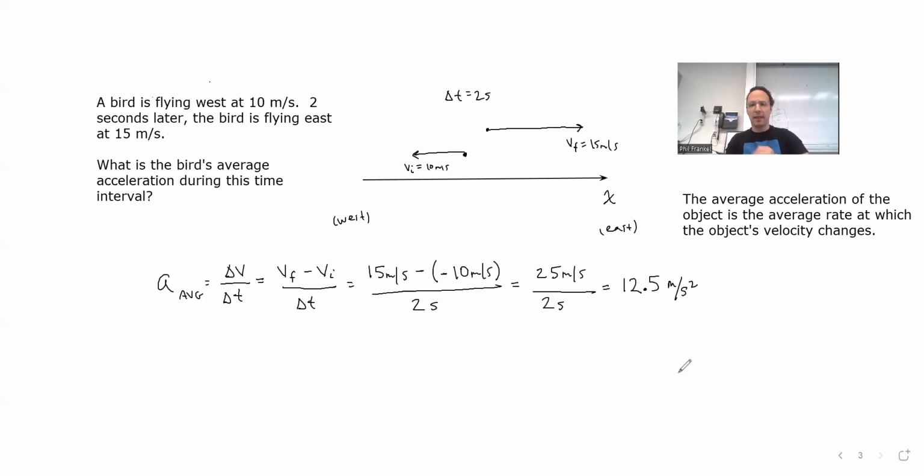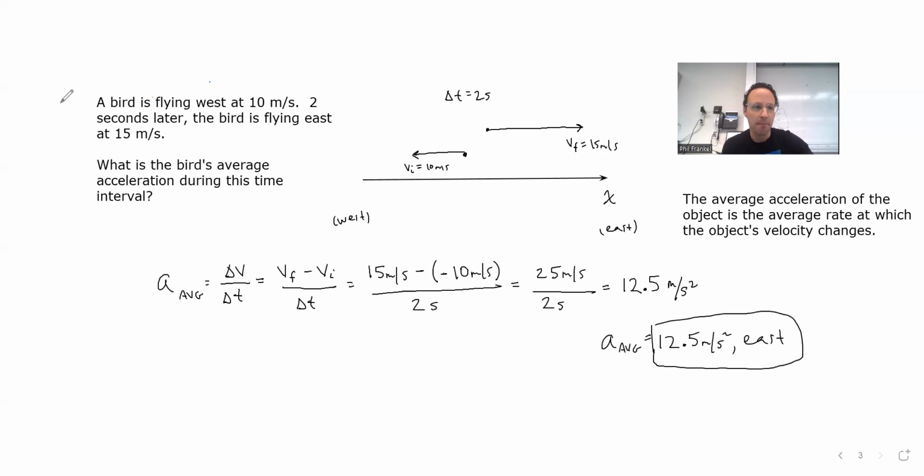Acceleration, just like velocity, just like displacement, has a direction. Because the average acceleration is positive, I know that the direction is to the east. So the average acceleration is 12.5 meters per second squared, comma, east. That's the answer. 12.5 meters per second squared to the east.